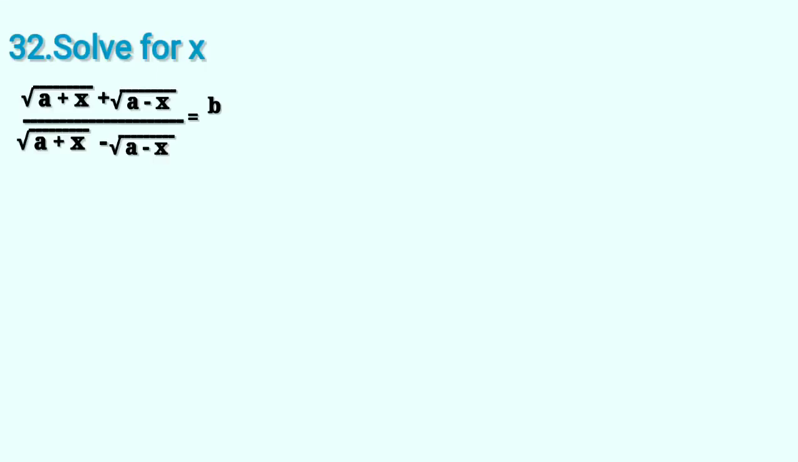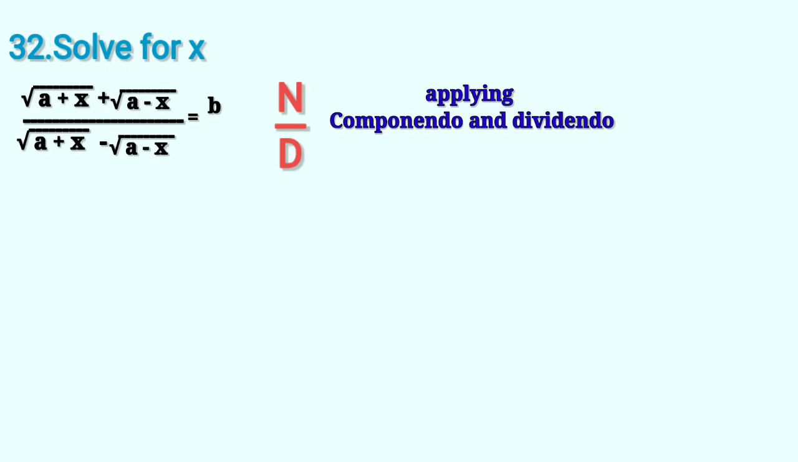This is the question which we have to solve for x. This part of the question is the numerator and this is the denominator. And the first step will be to apply componendo and dividendo. On applying componendo dividendo, you have to write it as numerator plus denominator upon numerator minus denominator.